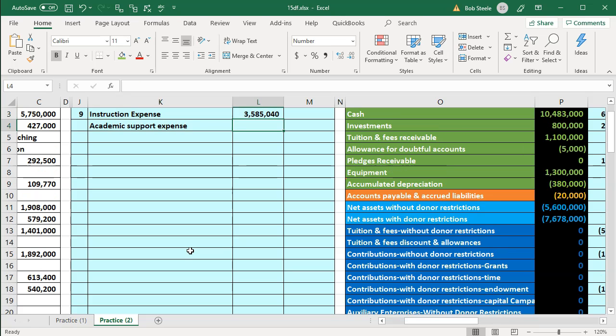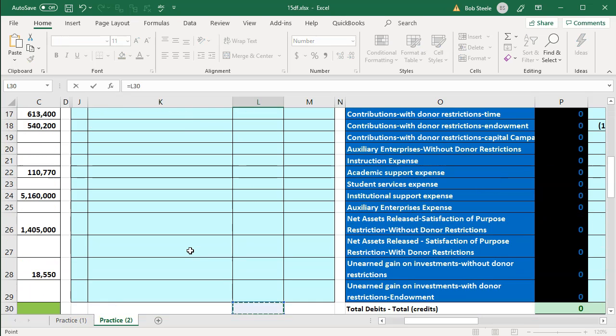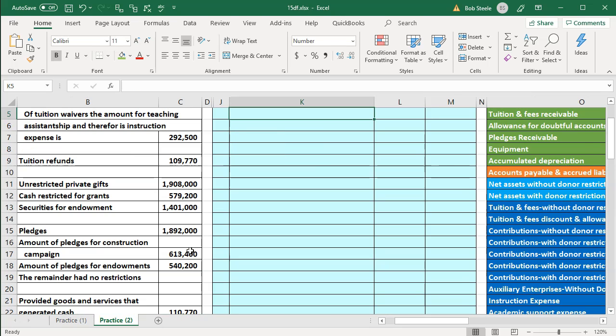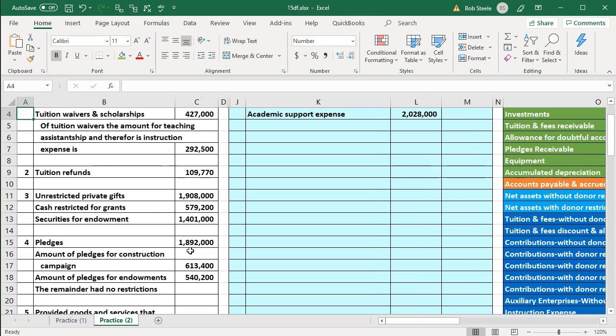The amount I'm going to pick up will be equal to, I'm going to scroll back down and look for that amount, and that's going to be the $2,028,000. All right, what's next?